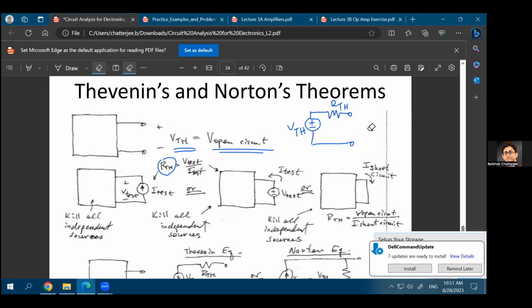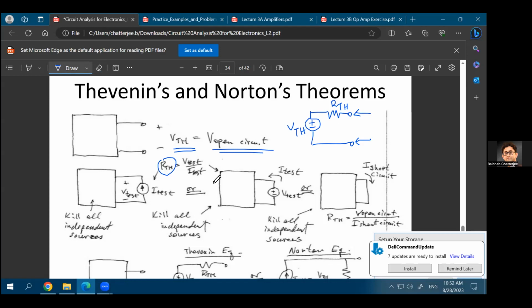You don't need to consider RL initially because you care about what's inside this black box. So all you care about is V Thevenin and R Thevenin. V Thevenin is just the open circuit voltage that you are trying to look at. So for example, if you try to measure the voltage looking at these two terminals, that is basically this V Thevenin, right? Similarly, how to find out R Thevenin?